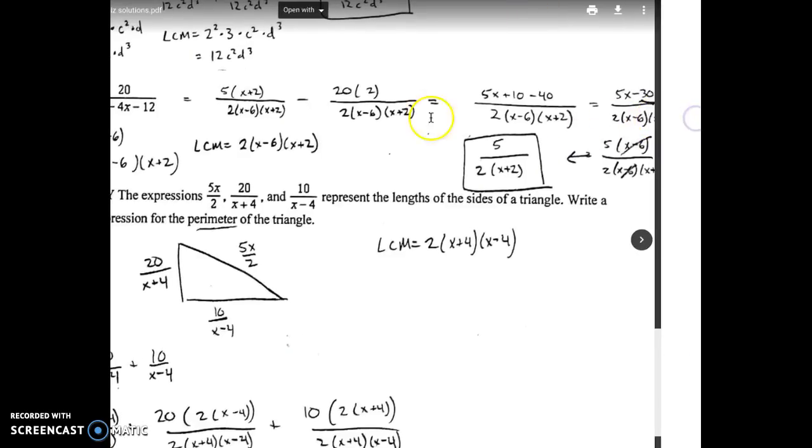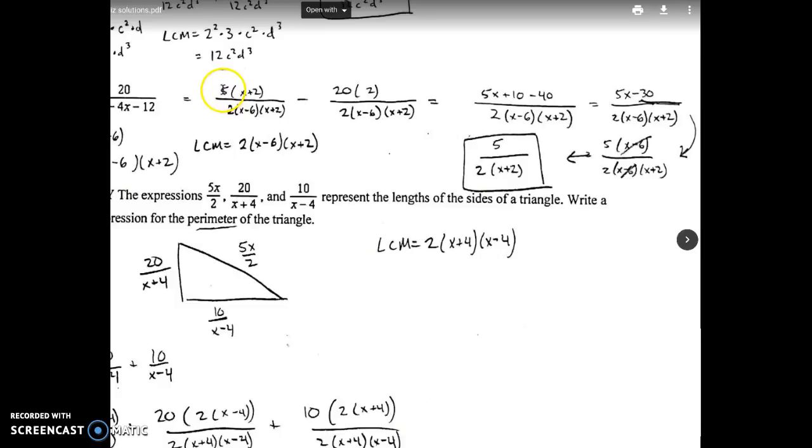And then we have to distribute on this numerator. 5 times x plus 2 is 5x plus 10. 20 times 2 is 40. 10 minus 40 is negative 30.